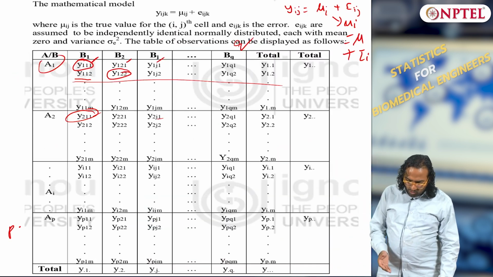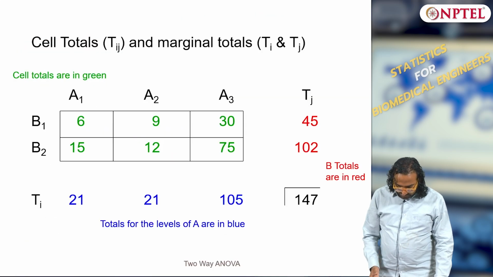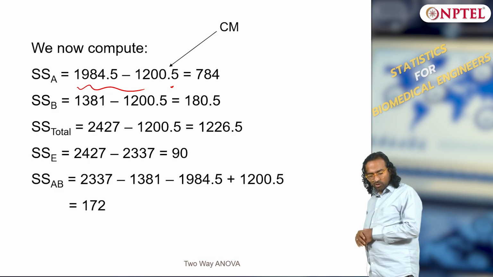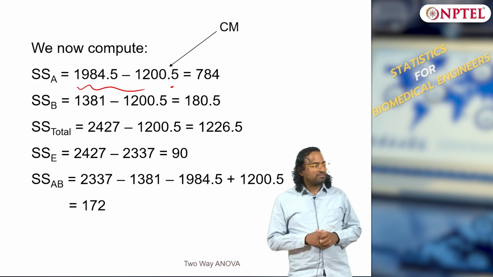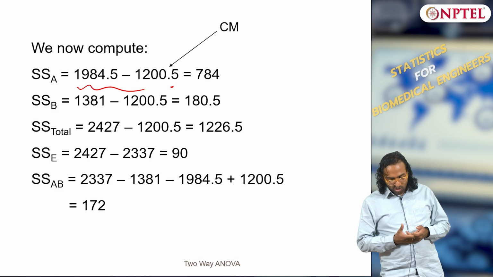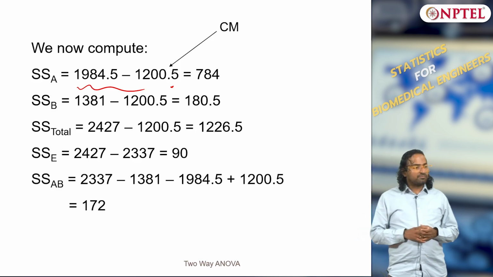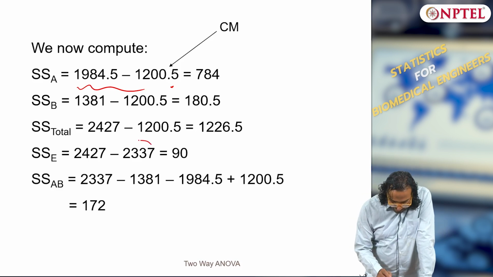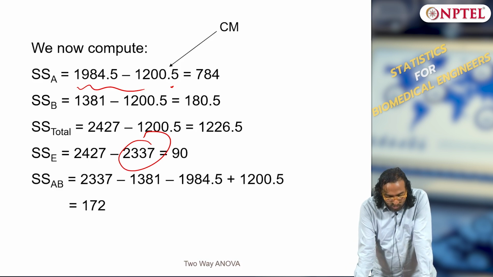The rest of the things, once you know sum squared A, sum squared B, and the interactions, you form a table like this. So this is my sum squared A, sum squared B, sum squared AB and sum square total. So error is always by subtraction, so no issues there, error is always by subtraction, okay. How did I get this 2337? Any idea? What is this 2337?